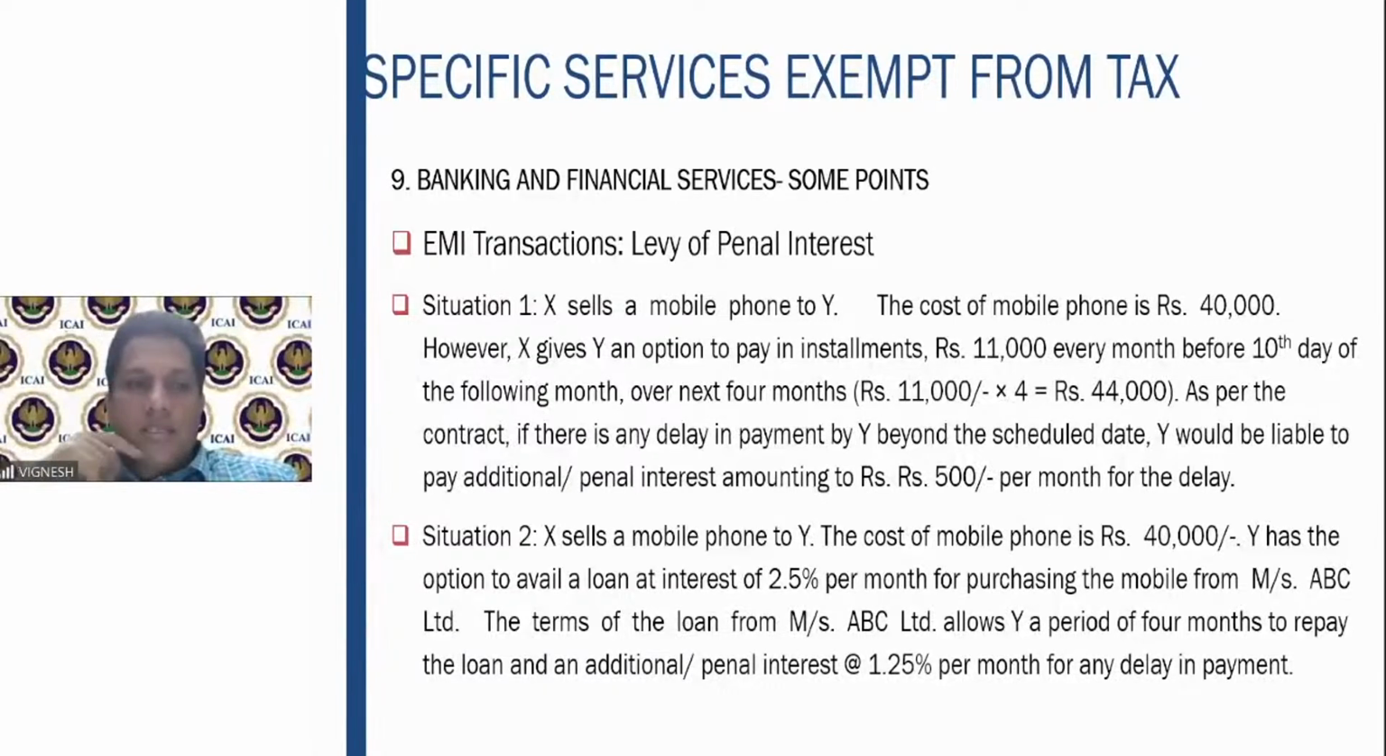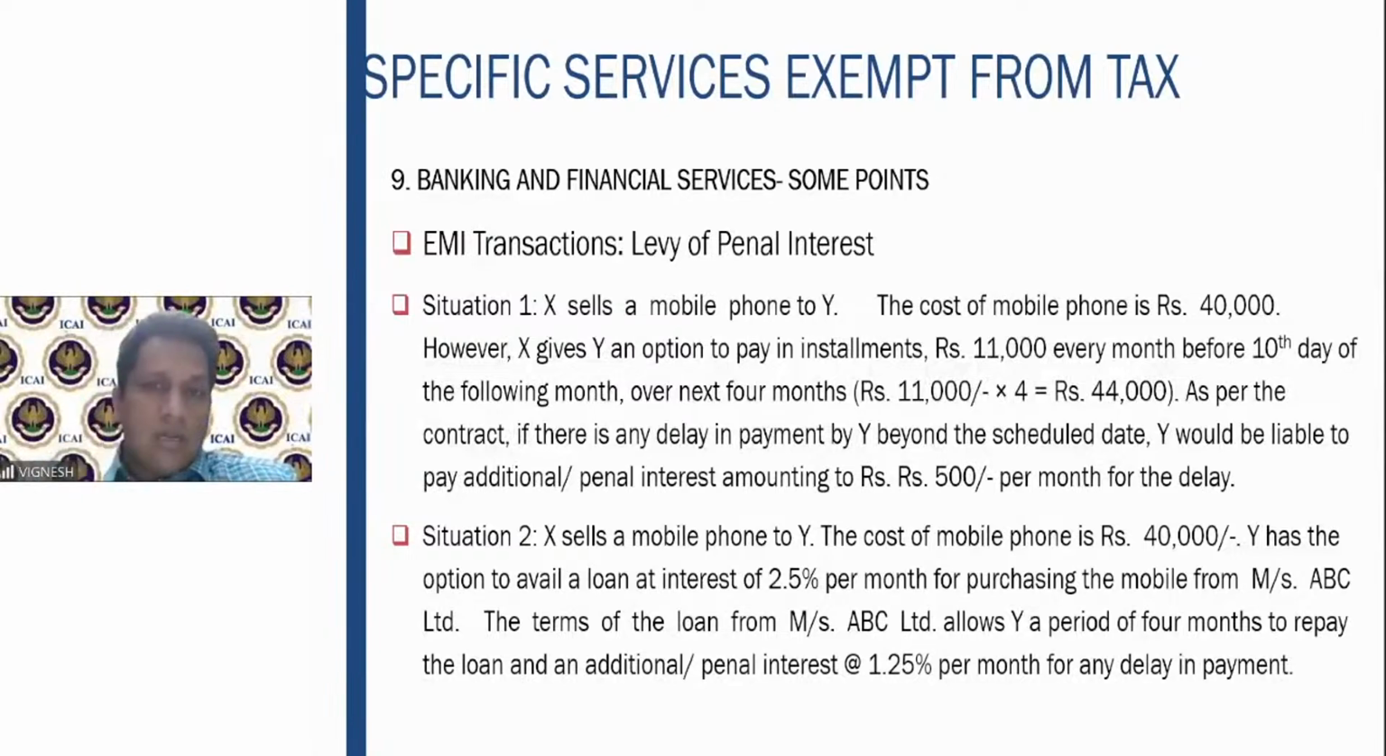For the first situation, X sells a mobile phone to Y. The cost of the mobile phone is rupees 40,000. However, X gives Y an option to pay in installments of 11,000 every month before the 10th of the following month over the next 4 months. 4,000 rupees is the interest you have taken. As per the contract, if there is any delay in payment by Y beyond the scheduled date, Y would be liable to pay additional or penal interest amounting to rupees 500 per month per delay, right? So this is the interest which is levied in case he does not pay for the phone on time.